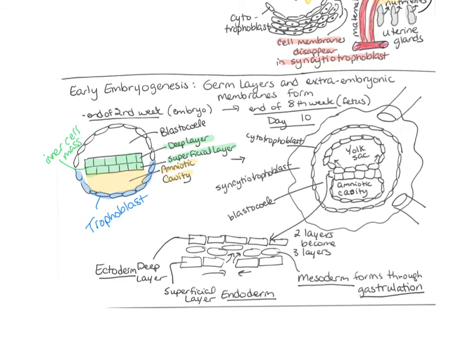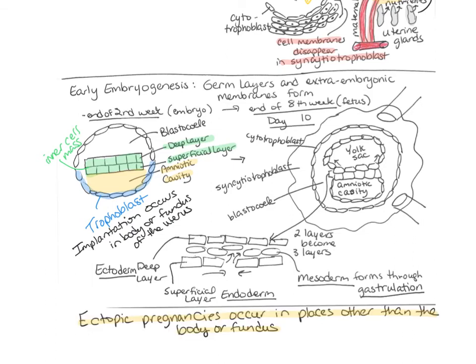Implantation will occur in the fundus or the body of the uterus. An ectopic pregnancy is if implantation occurs elsewhere, for example, in the uterine tubes. Ectopic pregnancies are not that common. 0.6% of all pregnancies are ectopic. An ectopic pregnancy is not viable, and it's actually life-threatening to the mother.